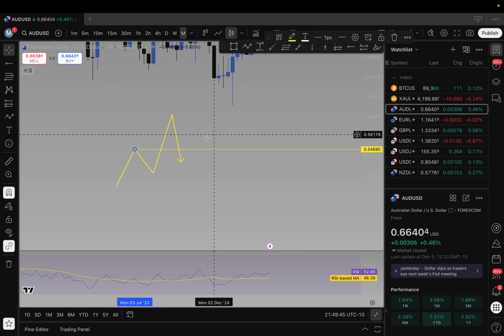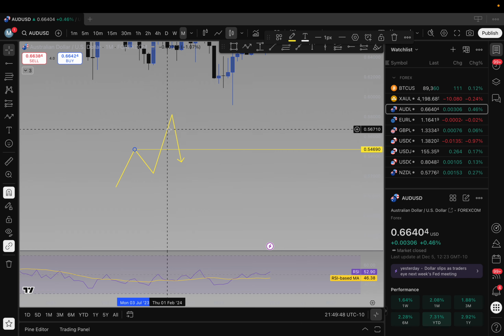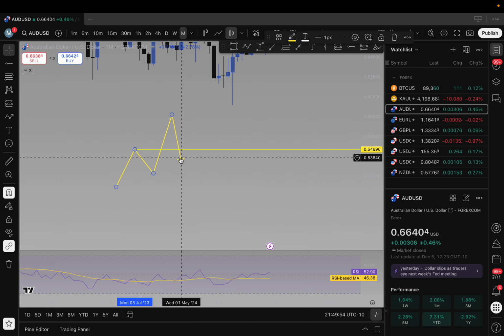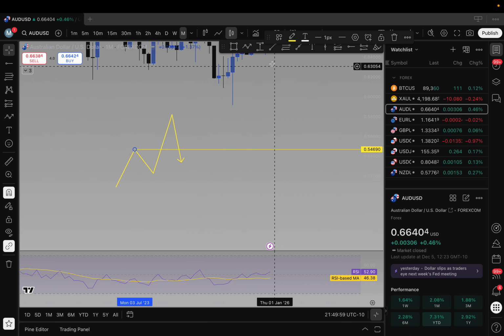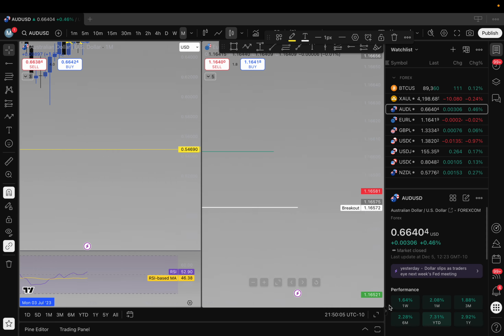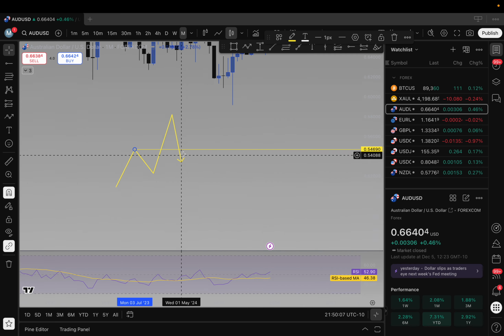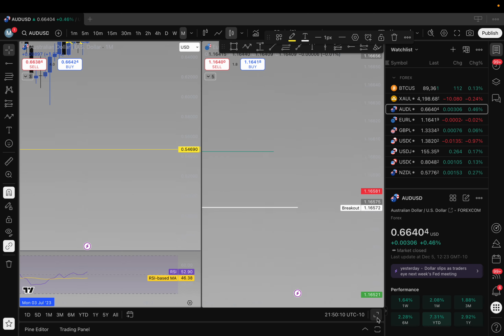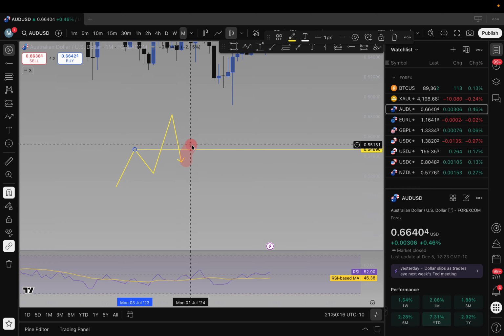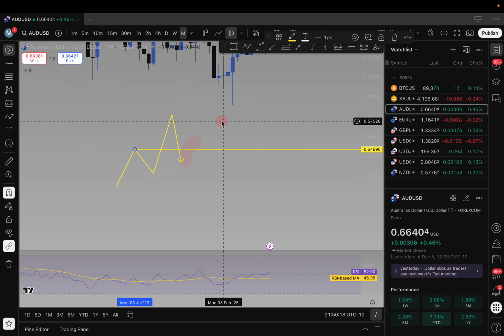This part right here is an indication, and then this is the correction, the ICC correction. Once it goes back over here, that's the continuation, ICC.